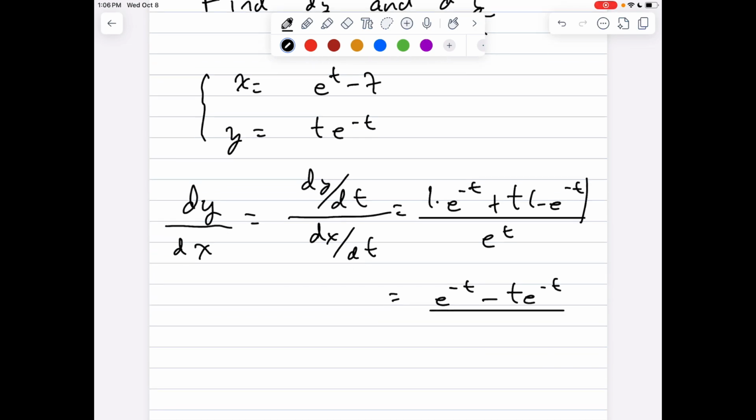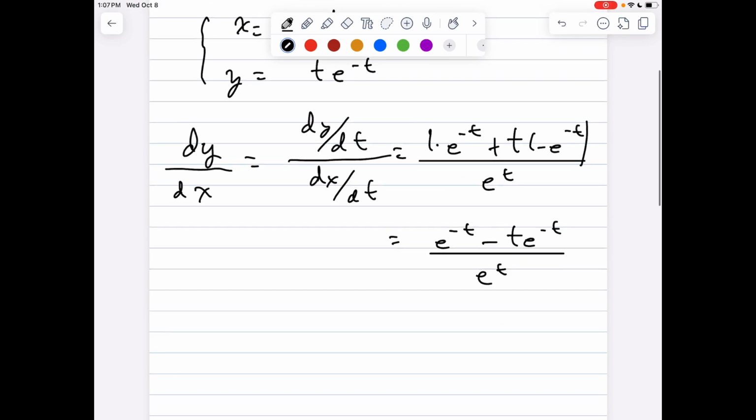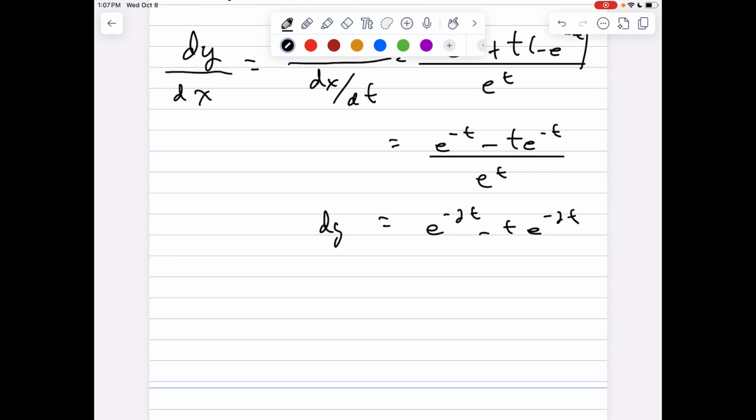Now, before we get to the second derivative, I'm going to simplify this a bit. I'm going to put each part over e to the t. So this is going to be e to the minus 2t minus t e to the minus 2t. So that's dy/dx.